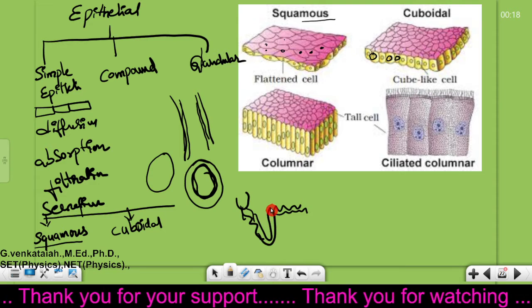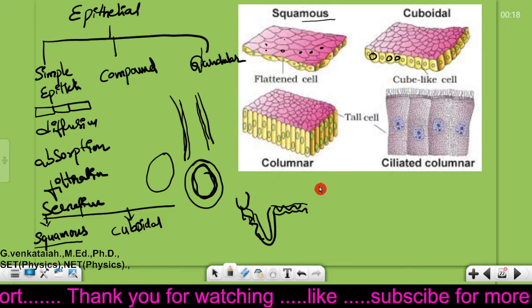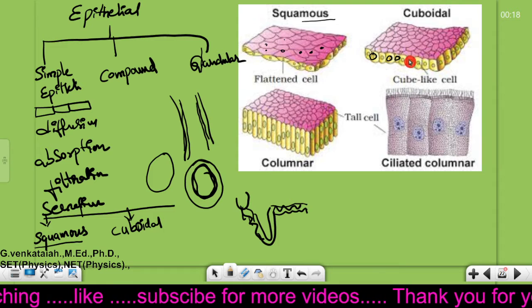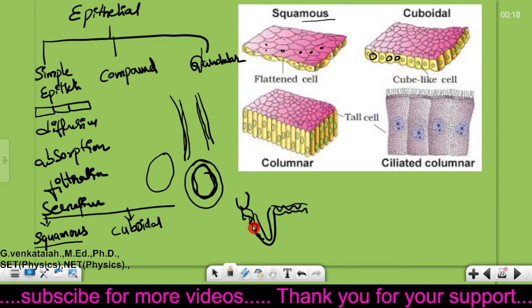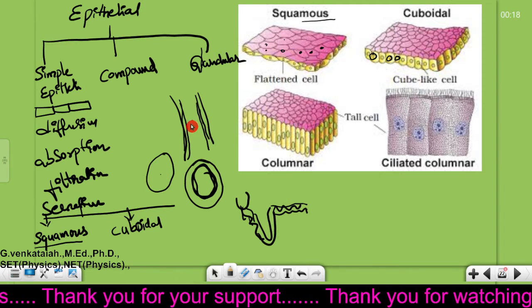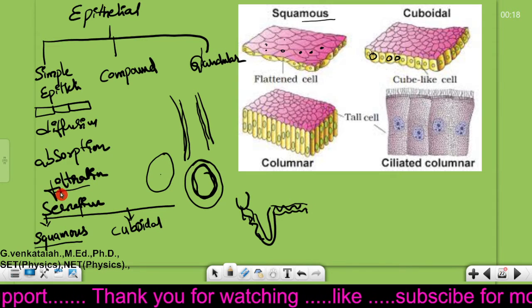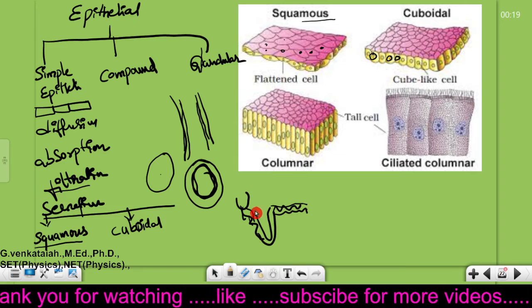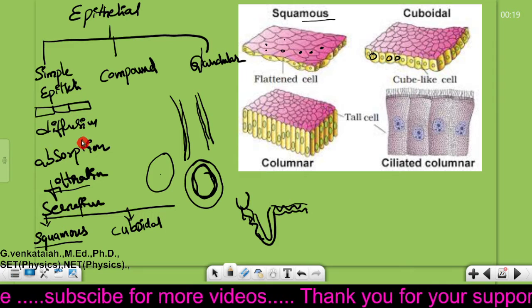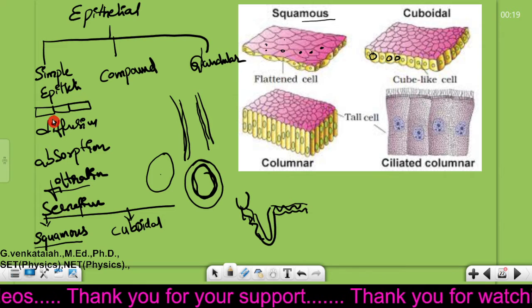Near the proximal convoluted tubule and distal convoluted tubule, this cuboidal epithelial tissue will be present. You can observe it in the nephron, the pleura of the lungs, or blood vessels. In these areas, functions like diffusion, absorption, and especially filtration are done in the nephron. Where such functions are done, simple epithelial tissue is present.